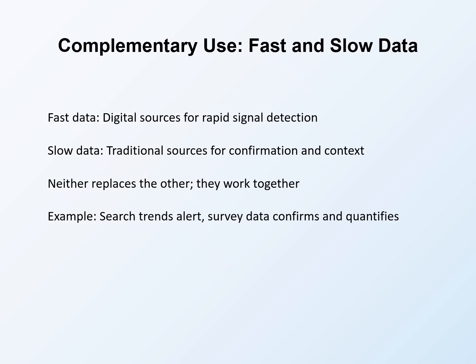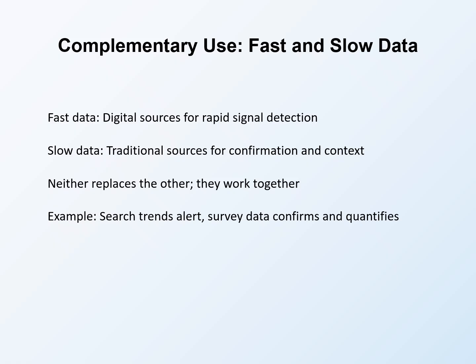The most effective approach combines fast and slow data. Fast data from digital sources provides rapid signal detection. It's the early warning system. Something might be happening. Let's pay attention. Slow data from traditional sources provides confirmation and context. Yes, something is happening. Here's how big it is. Here's who's affected. Here's what it means. Neither replaces the other. They work together.